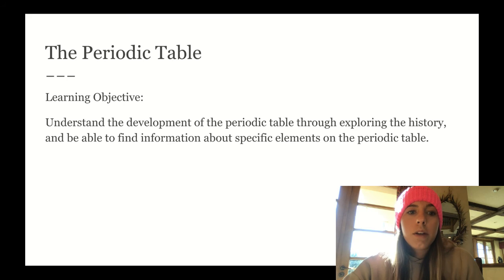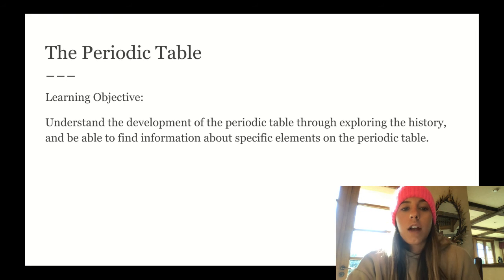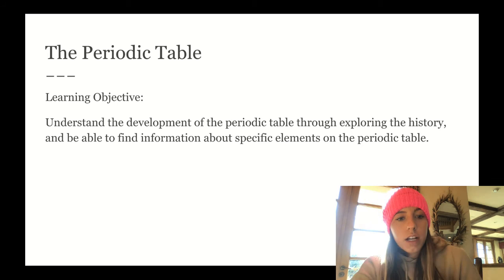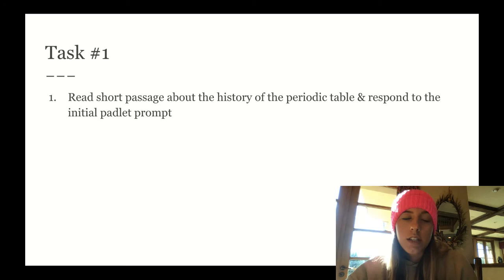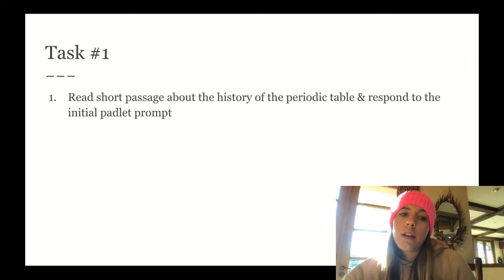And so we're going to use this literacy strategy to help us understand the periodic table. So your learning objective is to understand the development of the periodic table through exploring the history. And also I want you to be able to find information about specific elements on the periodic table. Your first task will be to read a short passage about the history of the periodic table and respond to the initial Padlet prompt.